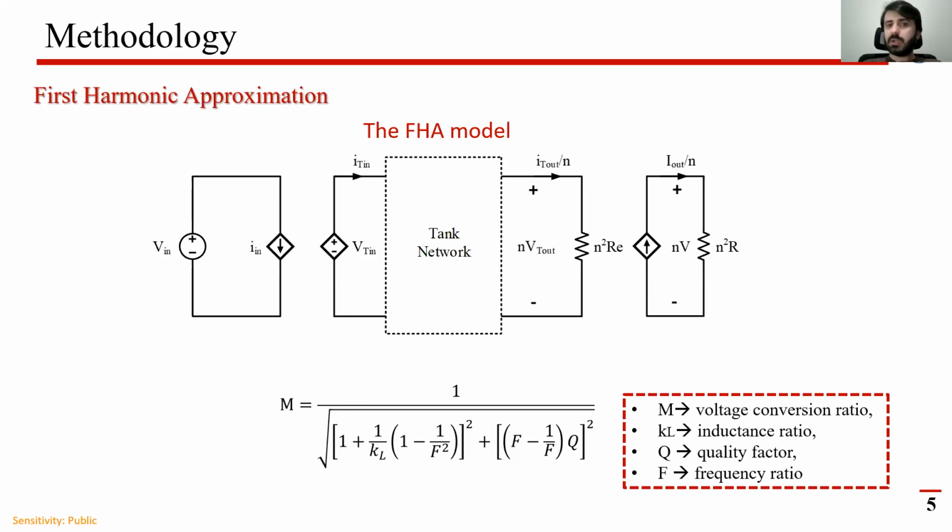The first harmonic approximation technique is used in order to get the mathematical relationship between input and output voltage. In this technique, it is assumed that only the first harmonic signals contribute to the power transfer, and the obtained voltage gain M is expressed in the equation in terms of quality factor Q, inductance ratio KL, and frequency ratio F.